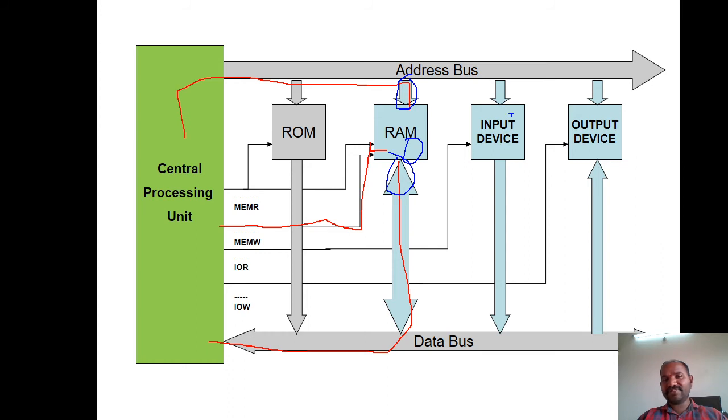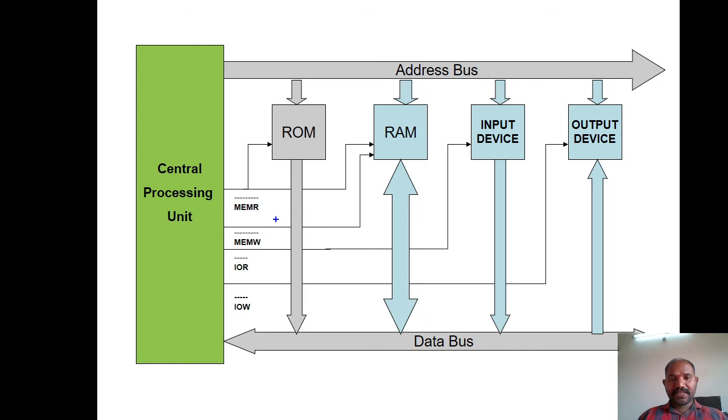Similar to that, we are having the input device to read the data from the input devices and to write the data onto the output device. The control signals for the IO devices are the IO read signal and IO write signal, input output write signal. Okay. So this concept is okay up to now.